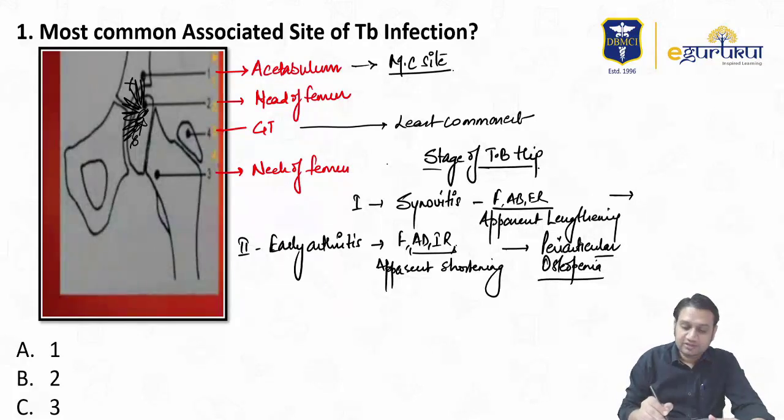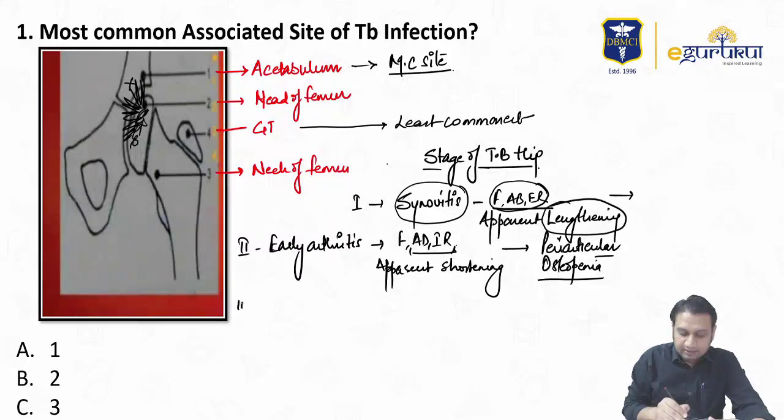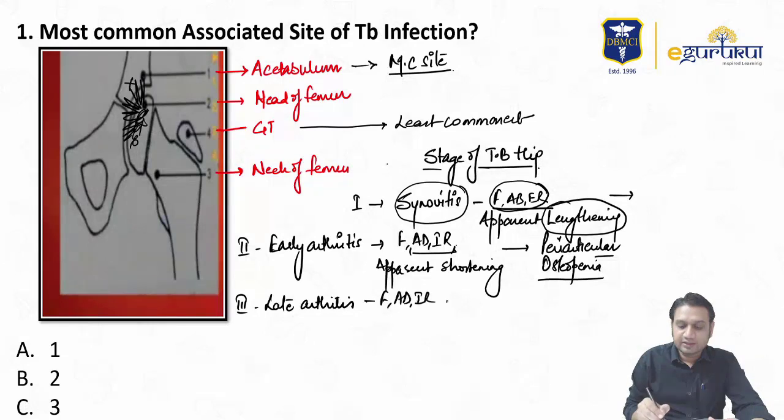So first stage synovitis, with apparent lengthening. It's not true lengthening. Number 3 is late arthritis. Attitude remains the same, but the joint is destroyed. So there will be a decrease in joint space, right?